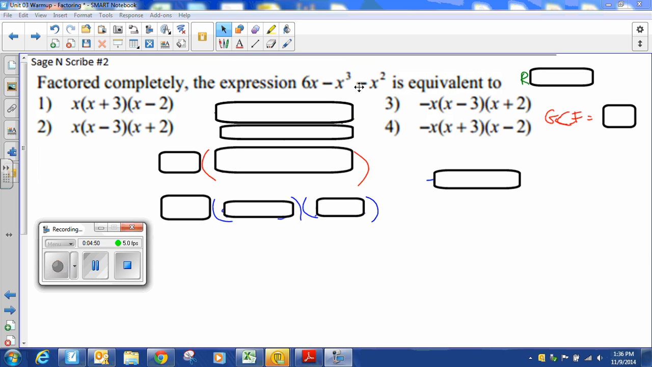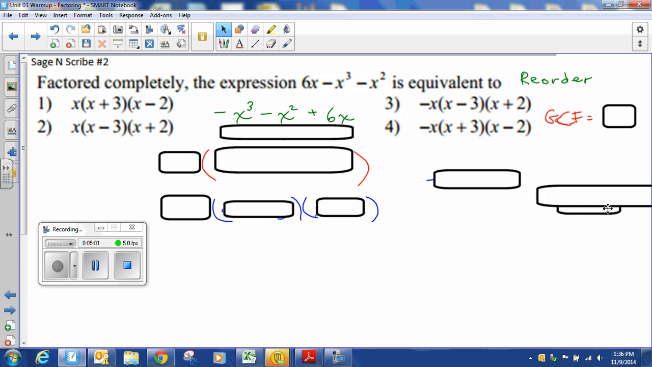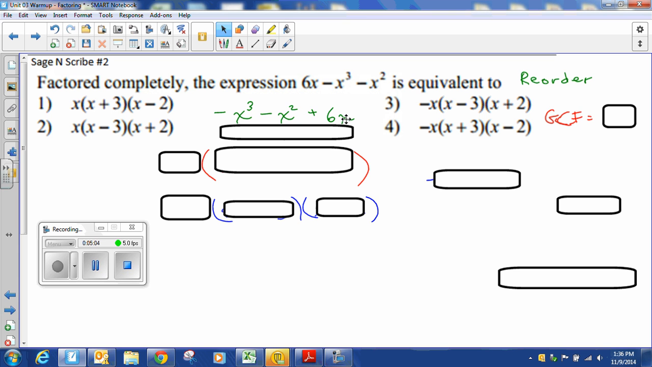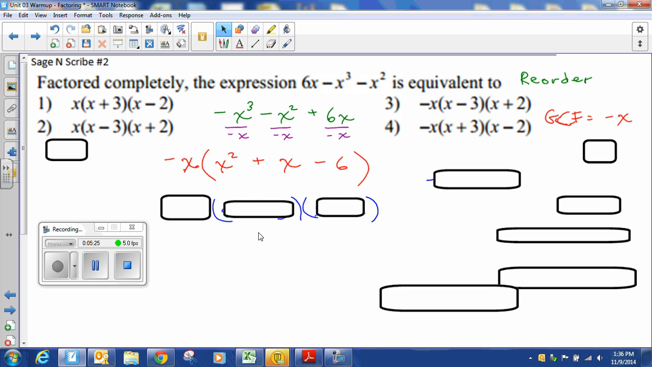Number 2 is slightly tricky because it's out of order. First thing I'm going to suggest is reorder it so that we have our highest exponent, the highest power leading, and we descend down to the lowest power. So negative x cubed minus x squared plus 6x. Is there a GCF that we can extract? Yes. So let's go ahead and factor out negative x. When we factor out negative x, we need to divide each term by negative x to find out what's left over. Positive x squared plus x minus 6.